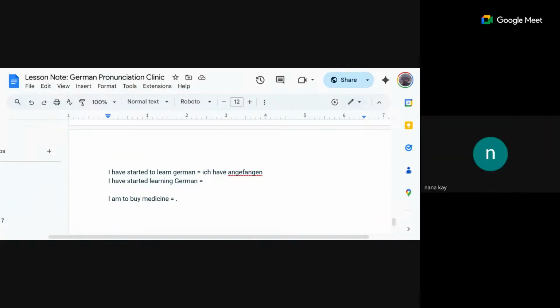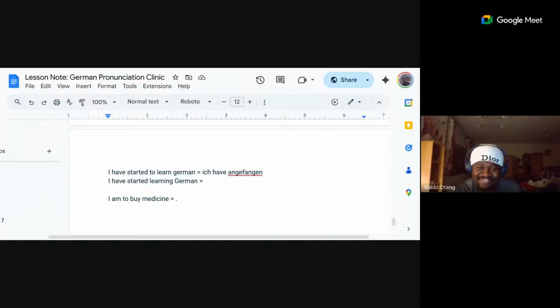So I say: Ich habe angefangen, Komma, Deutsch zu lernen. But in this sentence, you can also use anfangen with mit, "I have started with." So in this sentence it will be: Ich habe mit Deutsch lernen angefangen. I've started learning German. This is another way you can frame it.